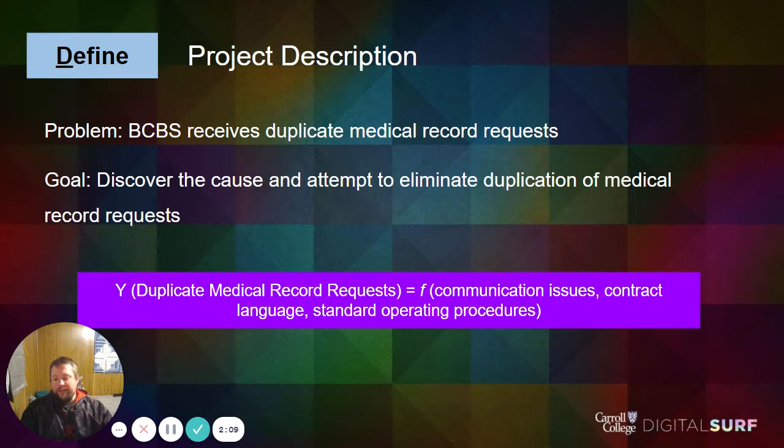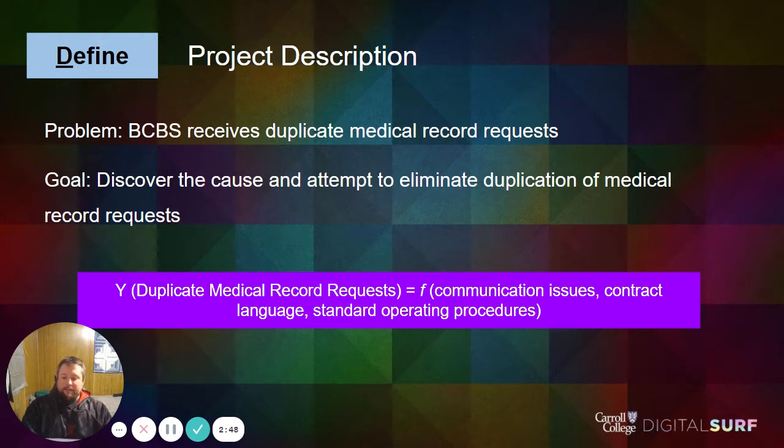Starting off the project, we need to define the project. This is where our team decides on the scope, goals, financial and performance targets for the project. Our project description can be summed up with the problem that needs to be fixed, which is Blue Cross Blue Shield currently receives duplicate medical record requests. Our goal for the project is to discover the cause and attempt to eliminate duplication of medical record requests.